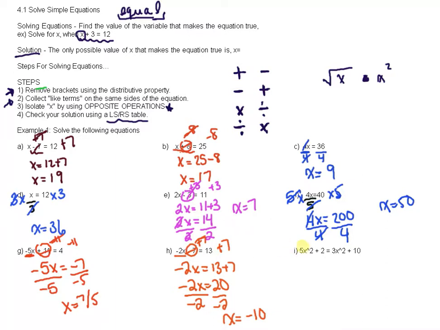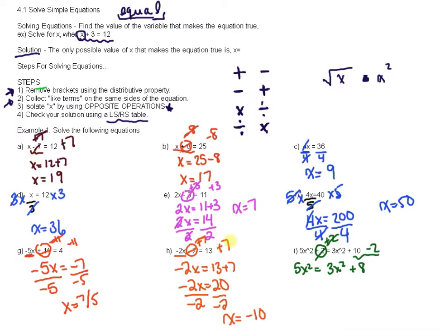Okay, last one. So this one's a little bit different. We have 5x squared plus 2 equals 3x squared plus 10. So this is going to be a multi-step. So let's get this positive 2 on the right-hand side. So let's subtract 2 from both sides. Okay, so now we have 5x squared equals 3x squared, and then 10 minus 2 is plus 8.